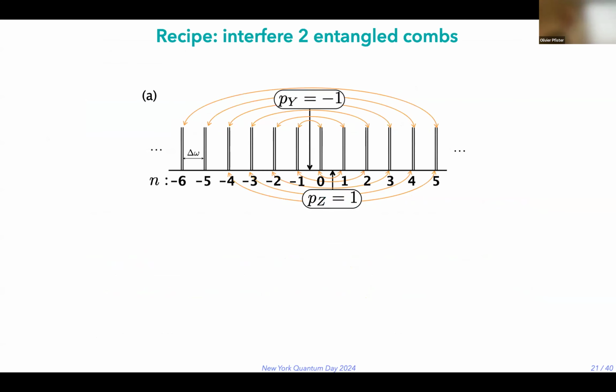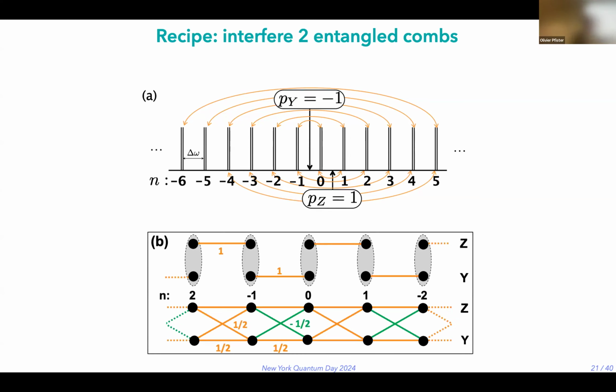And the recipe is, okay, you have two optical frequency combs, and you see the pairs. These orange arrows are the entangled photon pairs that are emitted, and how the entanglement is distributed between the two polarizations at each frequency. And then we have one polarization that's like this, another one that's like that. And then we interfere the two polarizations with some polarization optics, and boom, we get the chain like that. So this is a fairly simple way to do it.